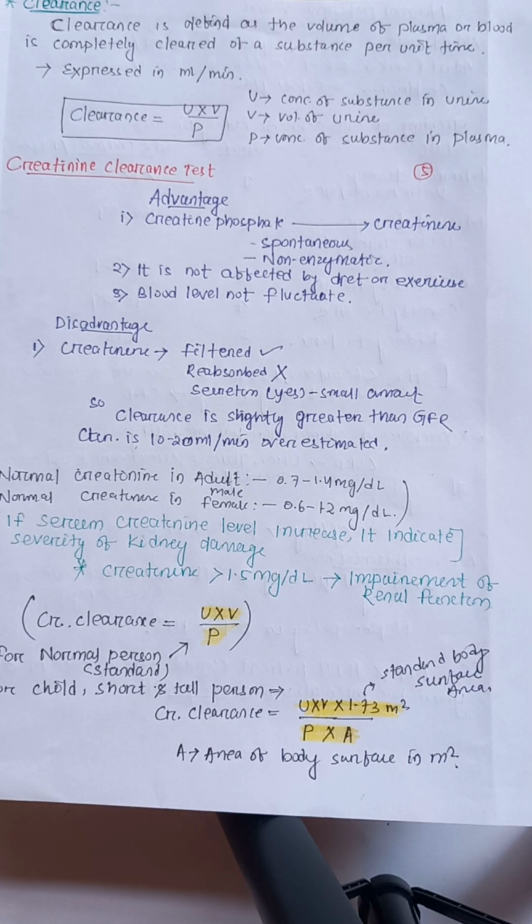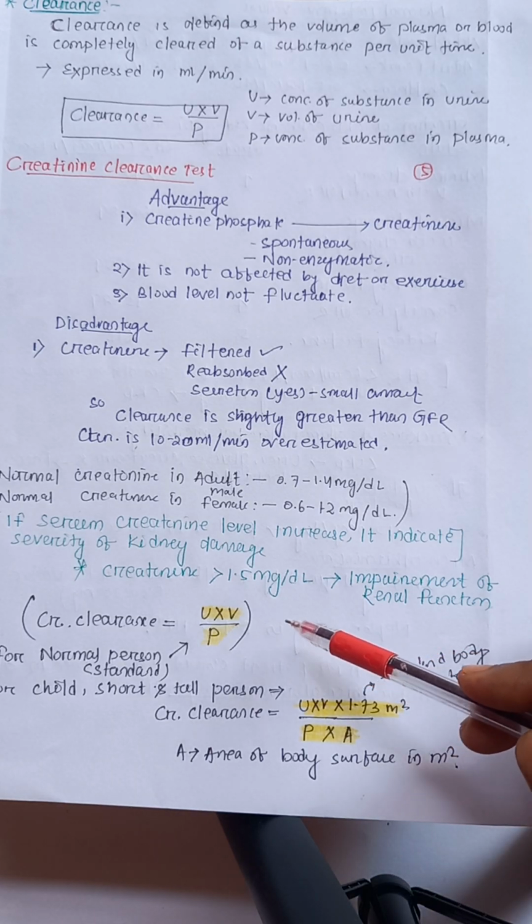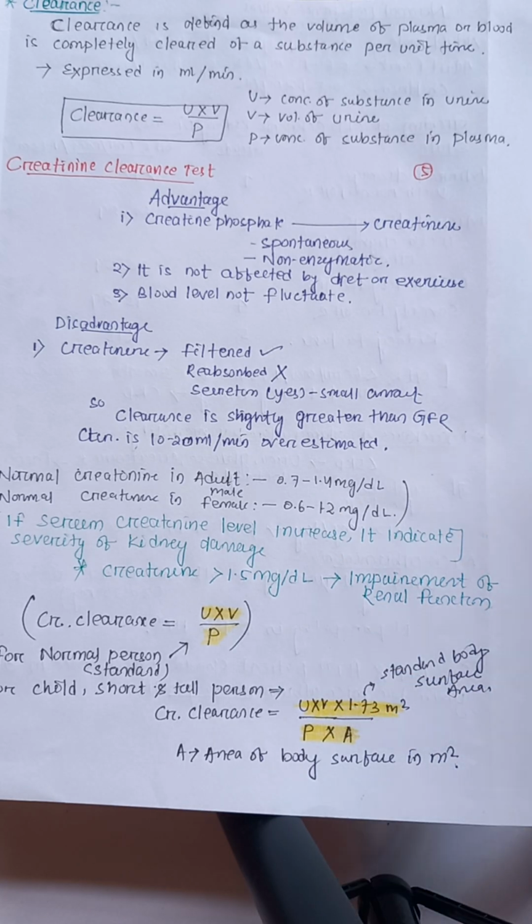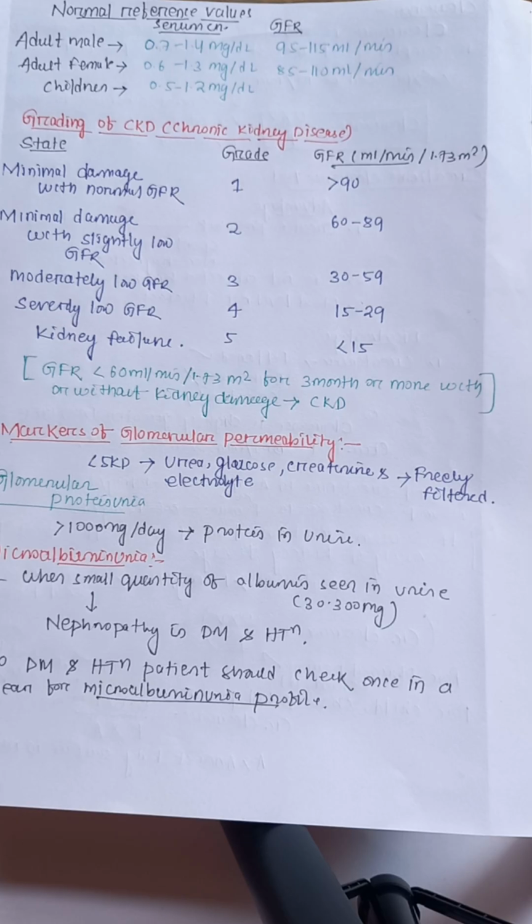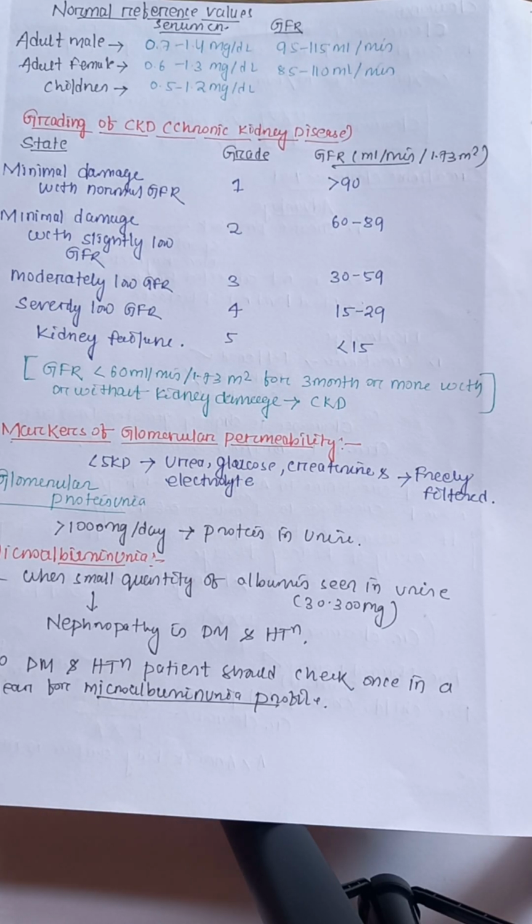Okay, and also for the normal person, we use UV upon P. If you see any child, or short or tall person, we add a factor of 1.73 meter square divided by the area of that person. Okay, this is standard, and this is the area of that person that we want to calculate. Here I have written some normal reference values for serum creatinine and GFR: 95 to 115 ml per minute for the male, like this.